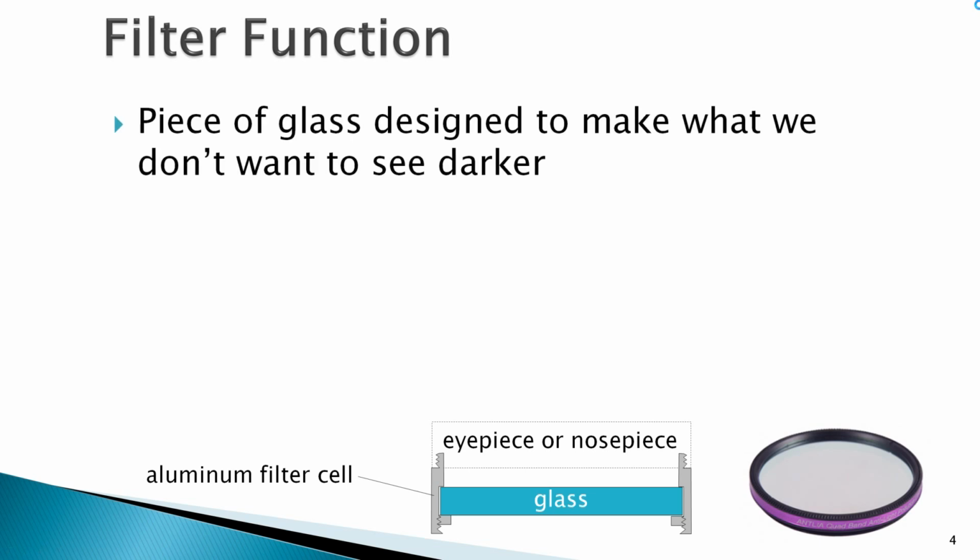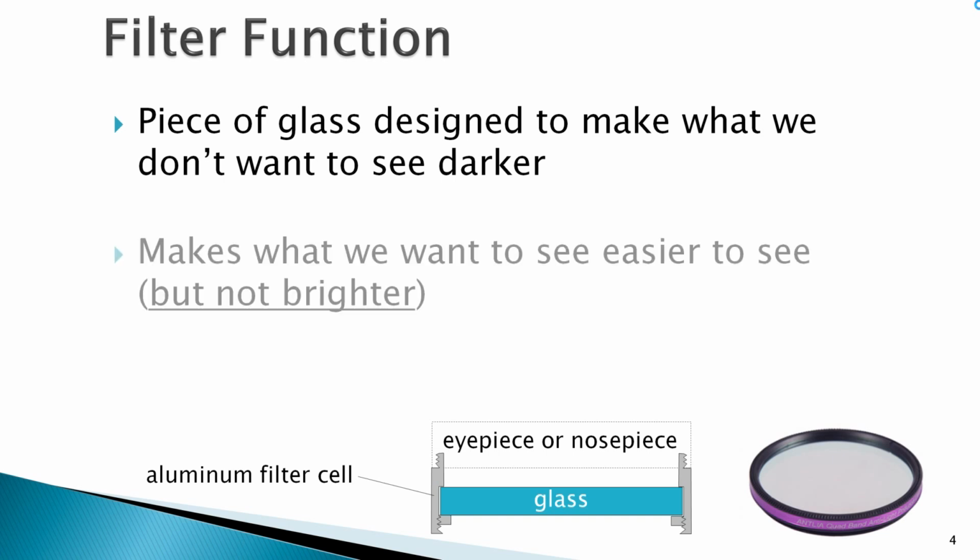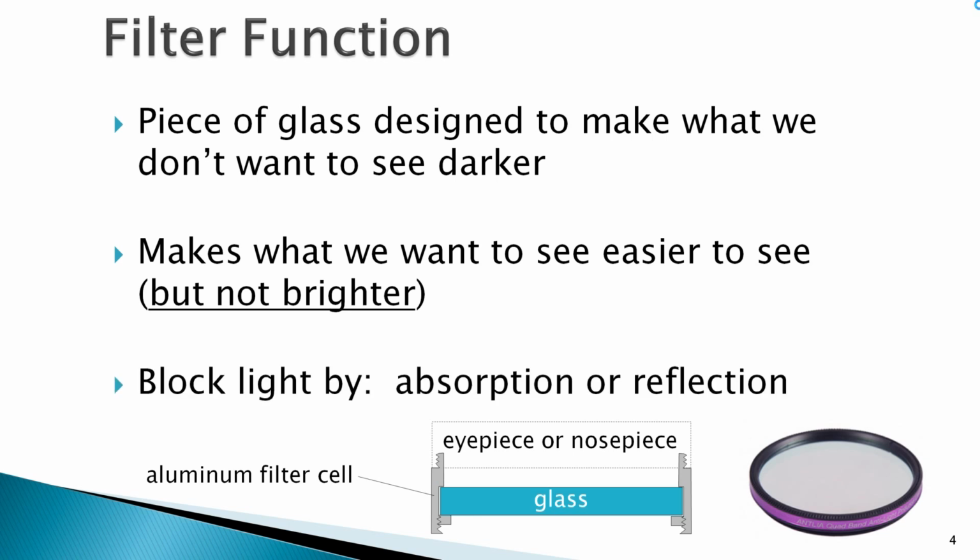As I mentioned, the filter's purpose is to make darker in the image the wavelengths of light you don't want to see. Doing this helps you to see the other parts of the scene more clearly, but it does not make them brighter. It only makes what you don't want to see darker. This is achieved using 2 different technologies. One is absorption of the wavelengths that you don't want to see, and the other is reflection. Some filters actually use a combination of both absorption and reflection, but let's just ignore that fact for now.